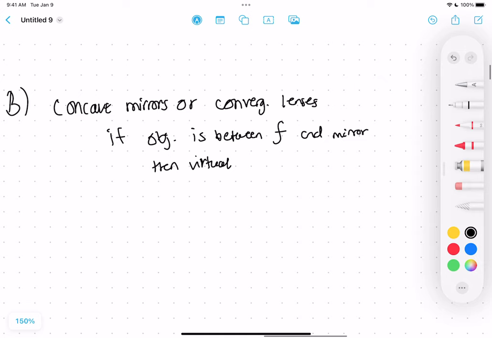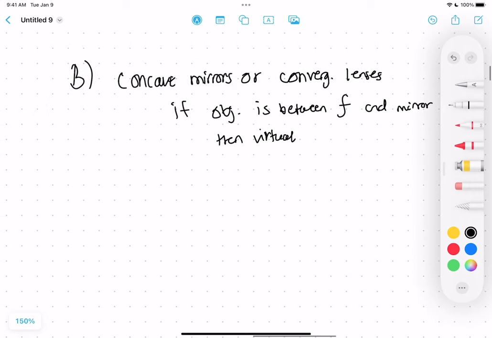So this is a real image too, because you can clearly see that the light rays are converging at a real point. That's an easy way to say it. Otherwise, because the object is placed before the focal point, and since it's a converging lens, you have a real image produced. I think another rule of thumb is, for lenses at least, if your image is on the other side of the lens, it's real, right?